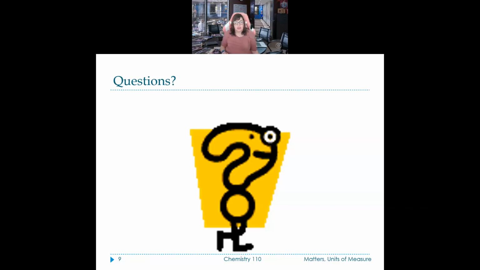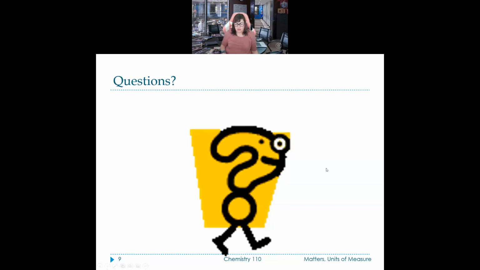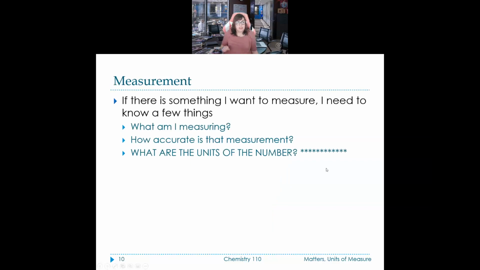So now we've talked about classification of matter, what we mean by some of those terms. Now let's talk about measurement. So if there's something I want to measure, I need to know a few things. So first of all, what am I measuring? Okay. And how accurate is that measurement? So I have something that's sitting in front of me. Doesn't matter what it is. And I want to measure it. What am I trying to measure about it?